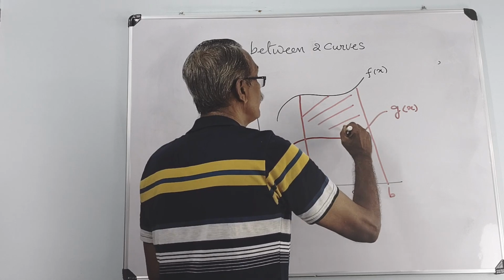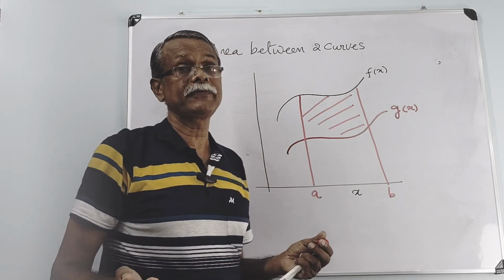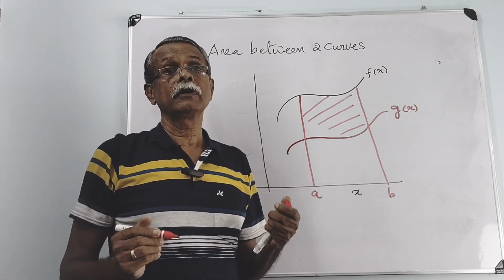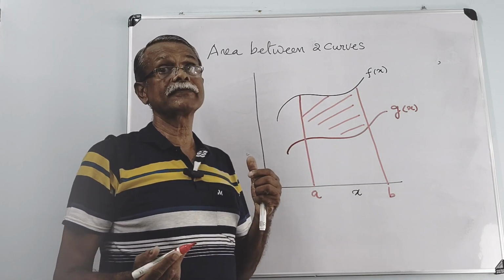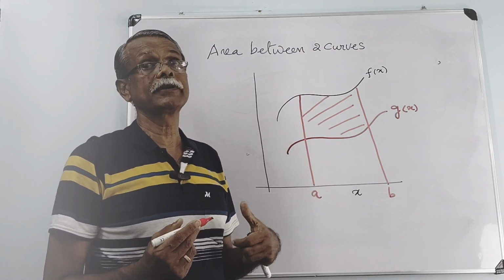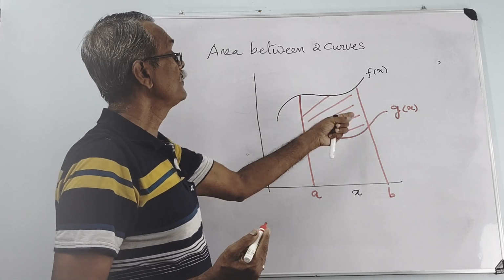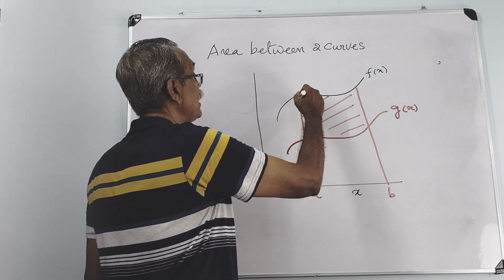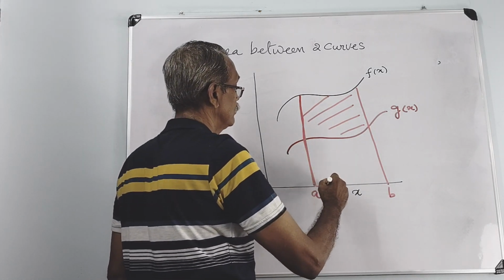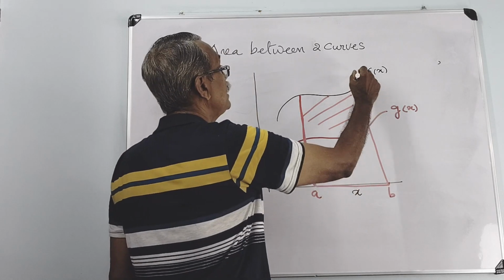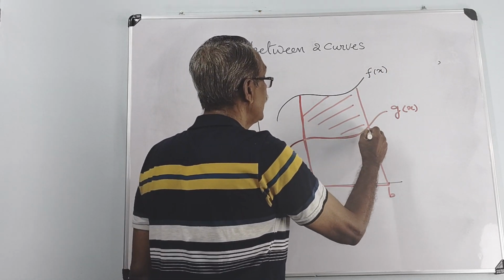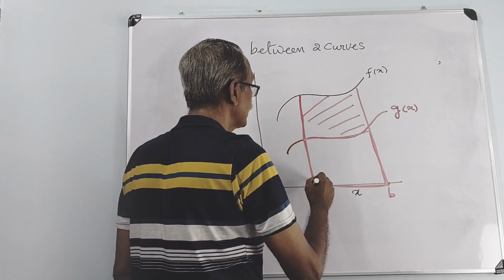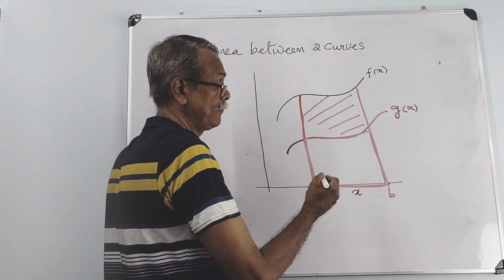This is very important when you learn thermodynamics, heat engines, etc. You draw the PV diagram and calculate the areas like this. That will be very important. And this total area will be the integral from a to b of f(x) dx, and this area will be the integral from a to b of g(x) dx.